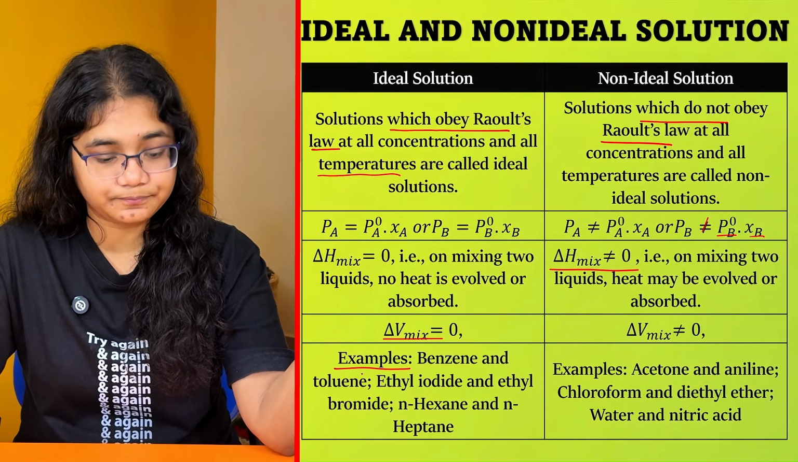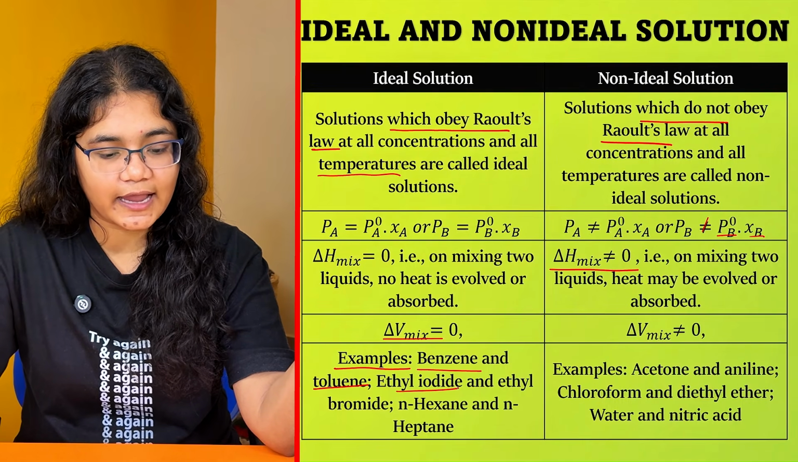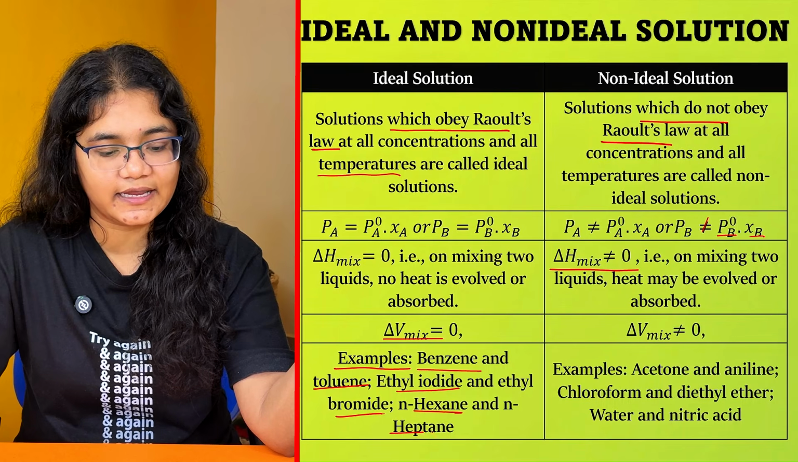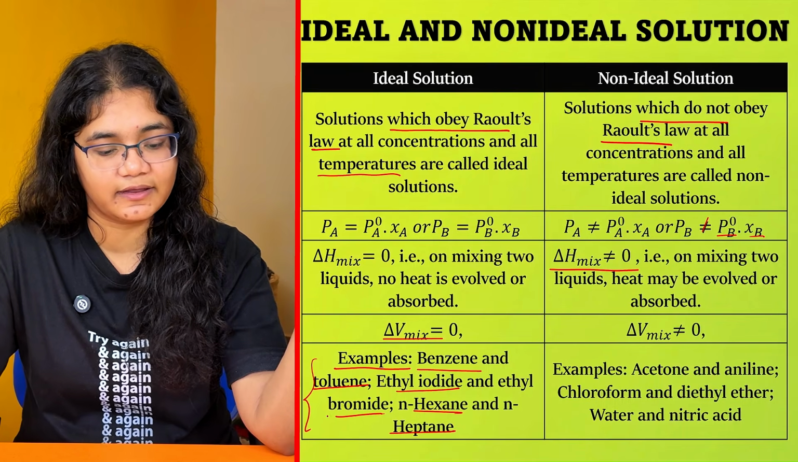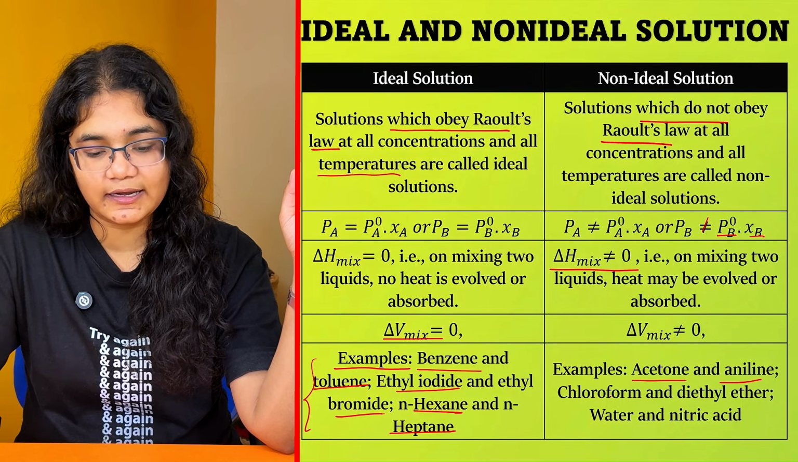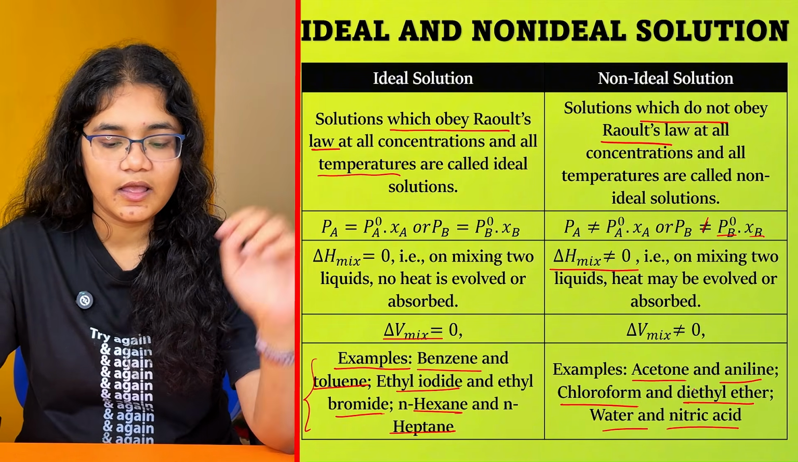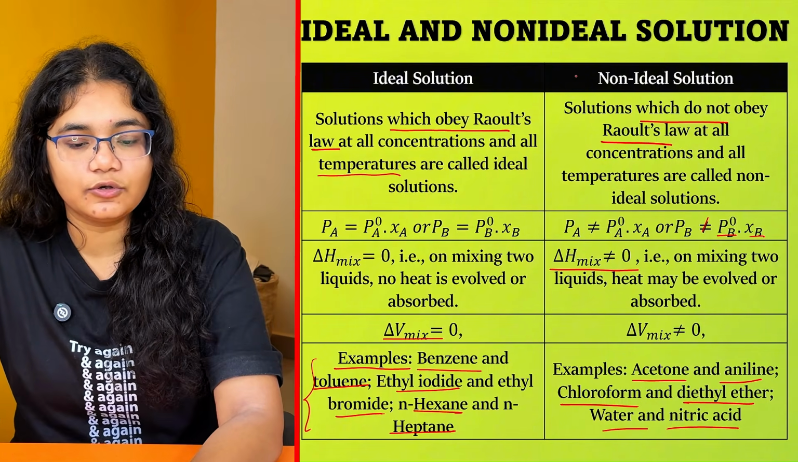For ideal solutions, the examples are benzene and toluene, ethyl iodide and ethyl bromide, n-hexane and n-heptane. These examples are very, very important. But for non-ideal solutions, you can have acetone and aniline, chloroform and diethyl ether, water and nitric acid. Okay, so many examples are there. Now let's talk about non-ideal solutions.